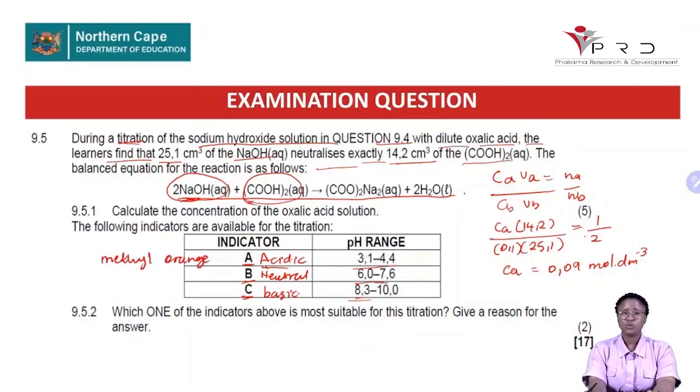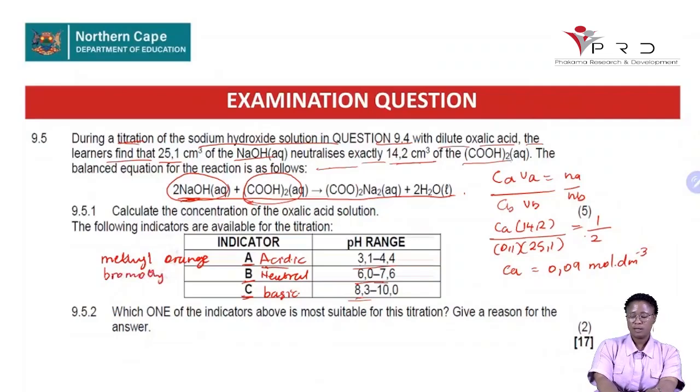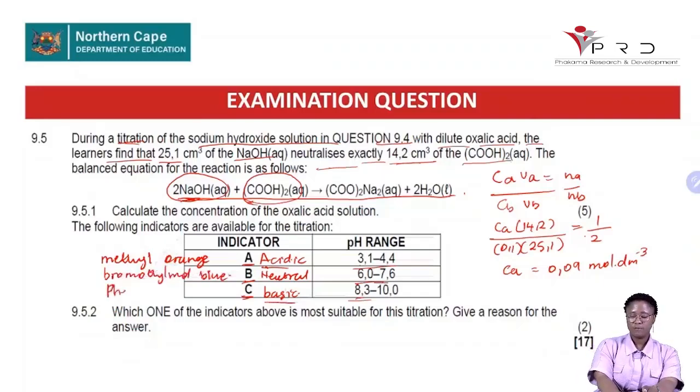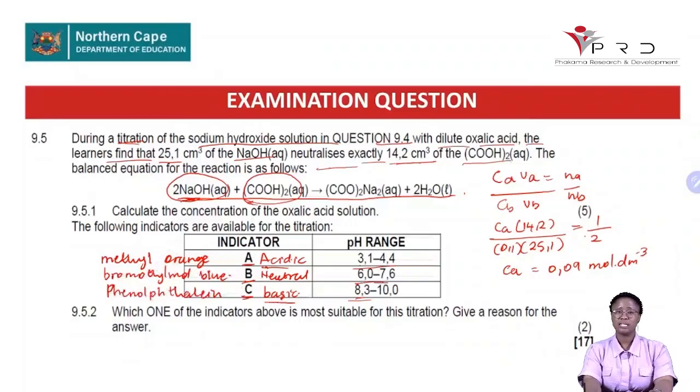For a neutral solution here, we have a strong acid with a strong base. The correct indicator that we are going to use is the thymol blue. Okay, that is the correct indicator to use for a neutral solution. For a more basic solution, that means we have reacted a strong base with a weak acid, we are going to use a phenolphthalein. Okay, that is the correct indicator to use.